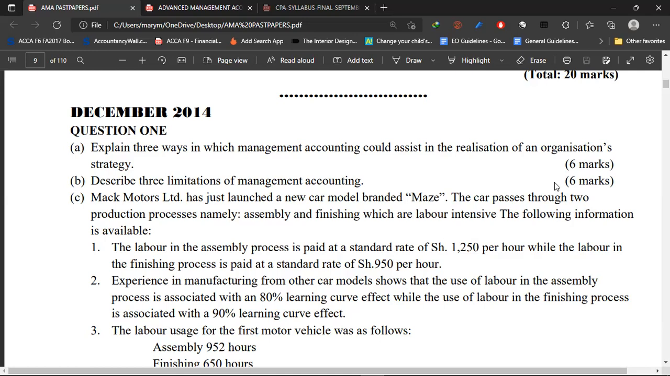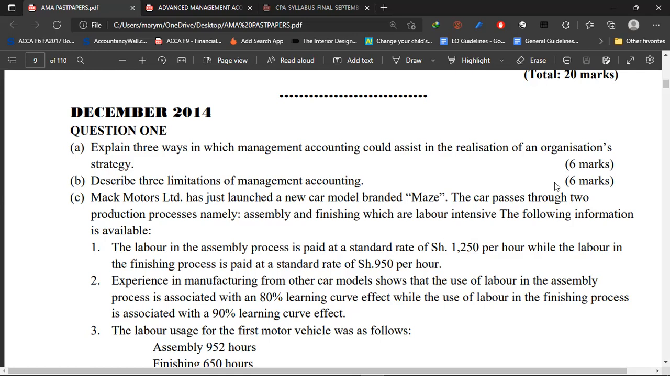Okay. Mark Limited has just launched a new car model branded Maize. The car passes through assembly and product finishing, which are labor intensive. The following information is available. Number 1, the labor in the assembly process is paid at a standard rate of $12.50 per hour, while the labor in the finishing process is paid at a standard rate of $9.50 per hour.